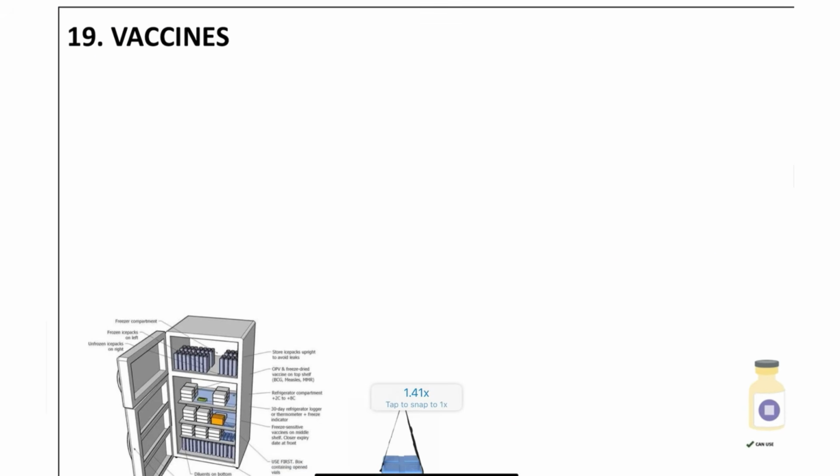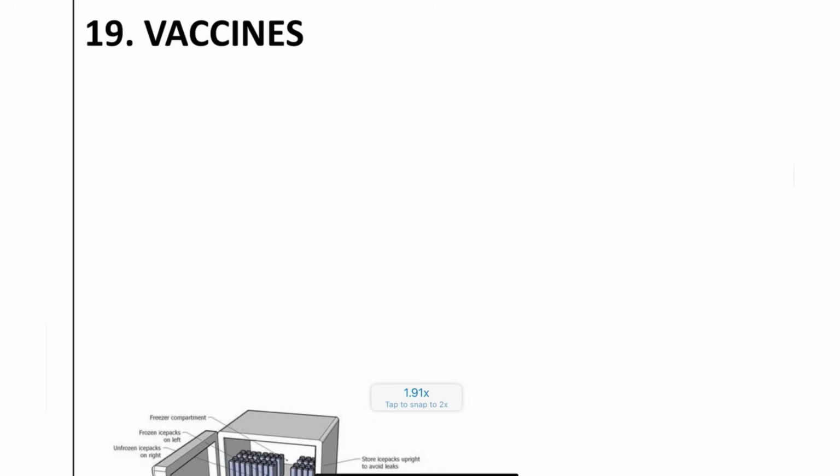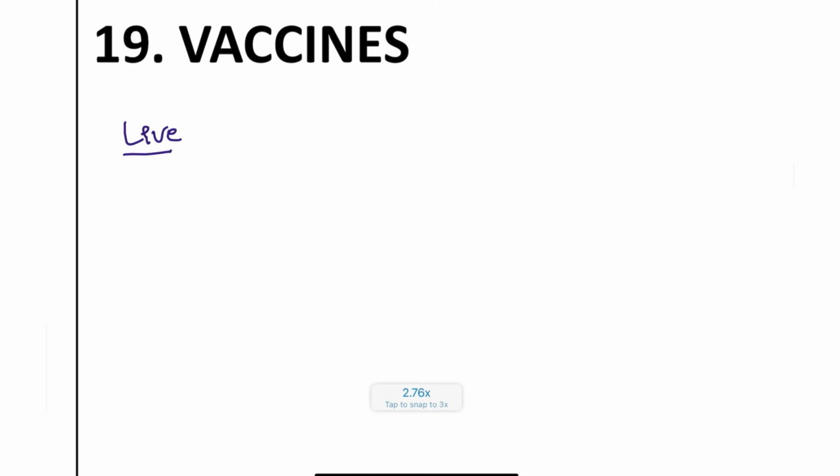Next, coming to the vaccines. The vaccines that you have to remember are the live vaccines. What are the live vaccines? BCG, MMR, that means measles, mumps, rubella, all these are considered live. And yellow fever is also one. And varicella.